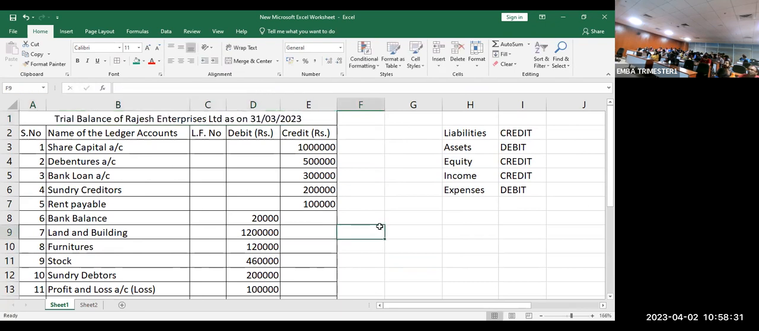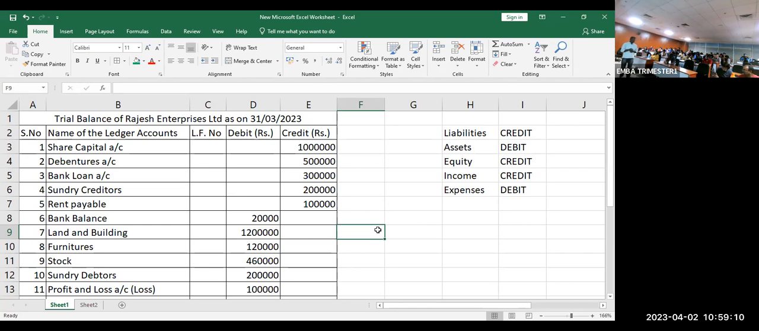as on 31/3/2023. First item given in the question is share capital. Share capital is equity. So equity is credit side, so I wrote it in credit side. Then debentures. Debentures are nothing but the loan you are taking from the general public, for which you give a document, for some number of years at some fixed rate of interest. Clear? So that's called debenture. Debenture is a liability, so it's a credit side. So I wrote in credit side. Then bank loan. Obviously, you know it's a credit side. It's a loan actually, a liability.